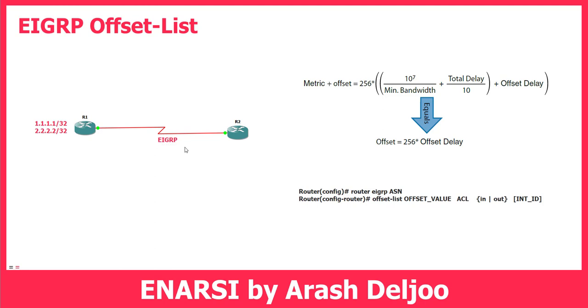Because we have neighborship between router 1 and router 2, R1 should send two updates to router 2. The first update is quad 1/32, and the second update is quad 2/32. This is the normal behavior of EIGRP, and R2 is receiving these two updates.